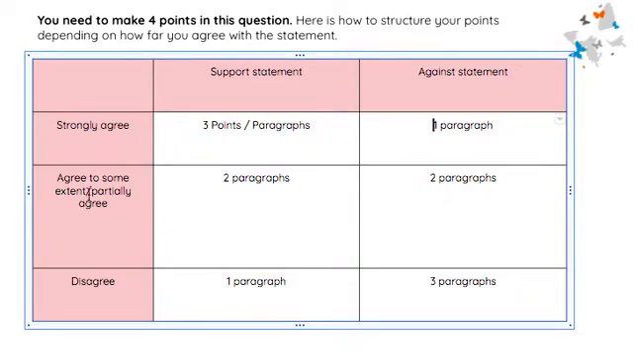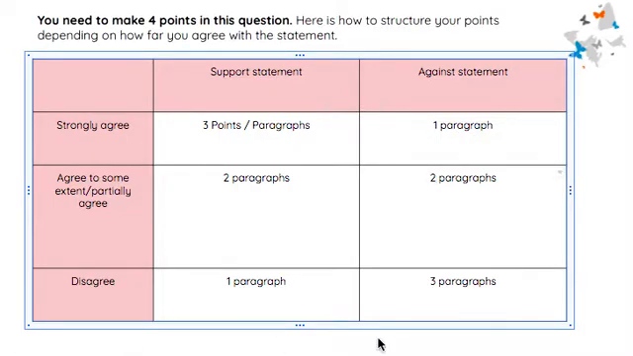If you were agreeing to some extent, you may do 2 paragraphs in support of the statement, 2 paragraphs against the statement. If you're disagreeing, there's only going to be 1 paragraph in support and 3 paragraphs against. Okay, you have to present both sides of the argument, although it doesn't have to be balanced. So I strongly agree, so I'm going to create 3 points or paragraphs and 1 point against.